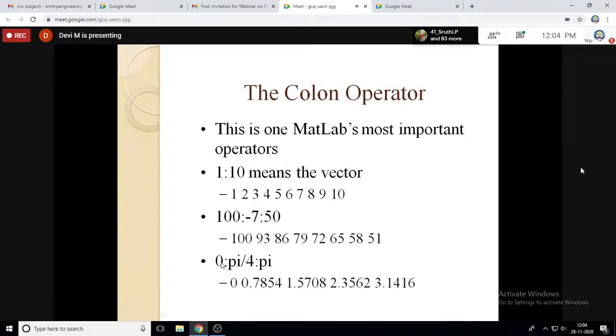So the next example is an increment example. Start at 0, increment by pi by 4. So 0 plus pi by 4 is 0.785. Then 0.785 plus pi by 4 is 1.57. And so on, up to pi, 3.1416.